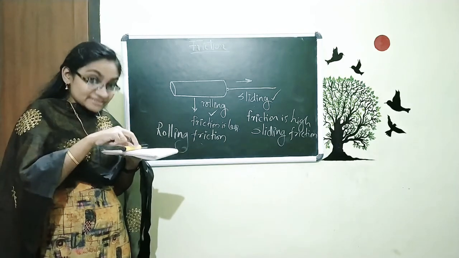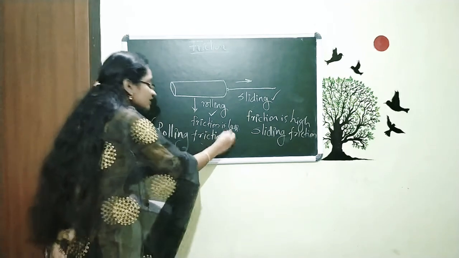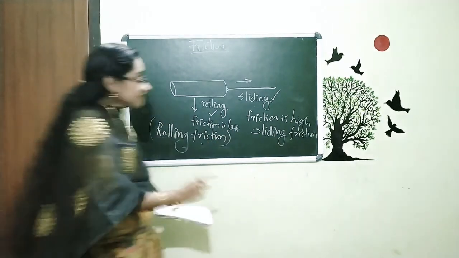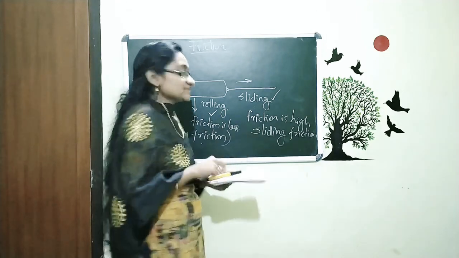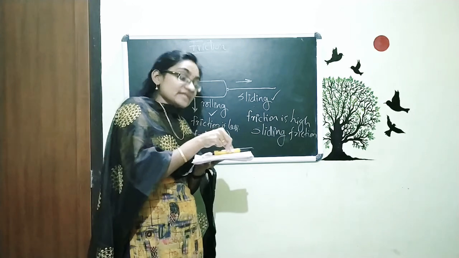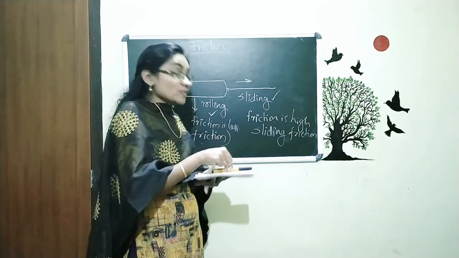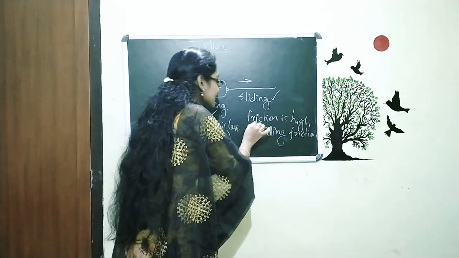So, there occurs a resistance, and we are calling that resistance rolling friction. The next is sliding friction. I am going to define it as: when an object is sliding through another object, there occurs a resistance for its motion, and it is called sliding friction.